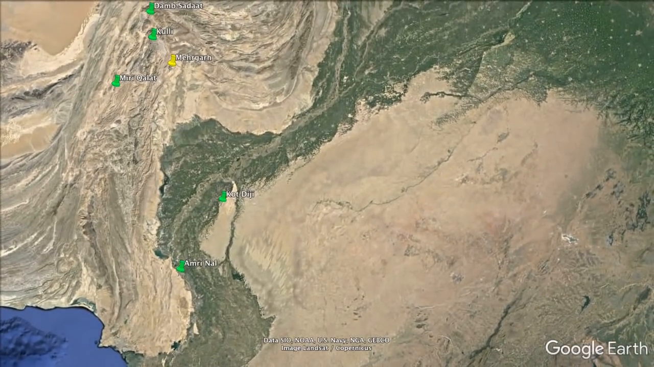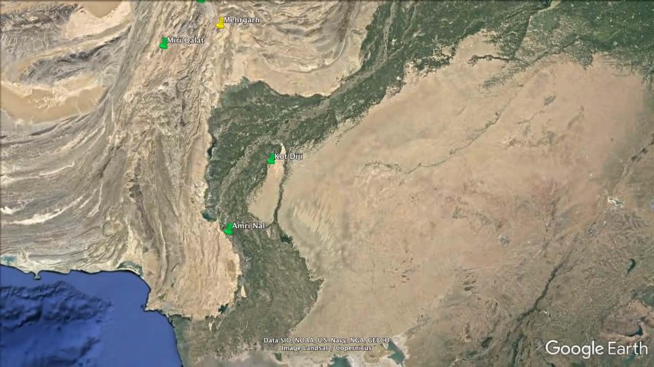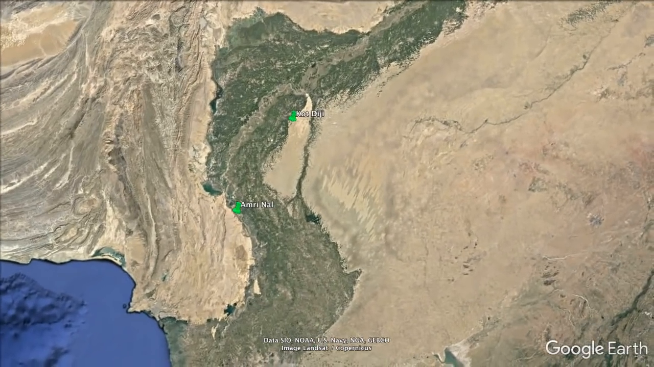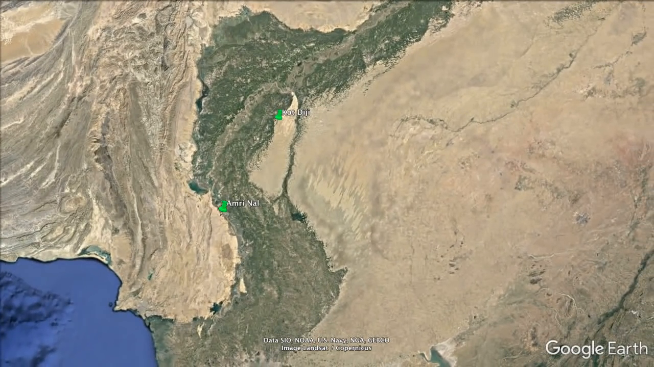And yet another important culture was the Amri Nal culture, which was further down south from Koldhiwa. So let's again take our ruler and see the distance. Just about 80 miles south of Koldhiwa, you have another site, Amri Nal.